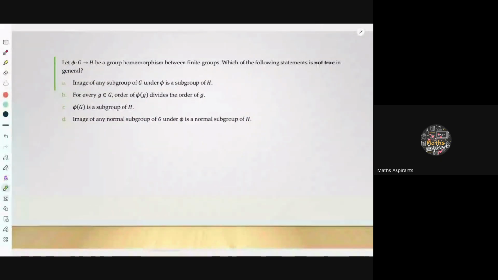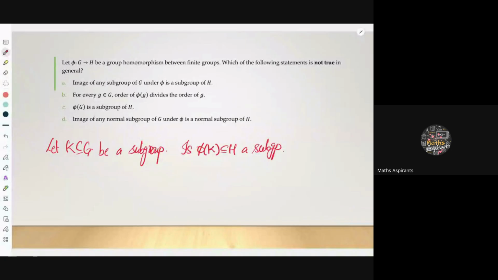Right. So now this is another question about basic properties of group homomorphisms in finite groups. Which of the following statements is not true? Image of any subgroup of phi under phi. And image of any subgroup is a subgroup. So now let K be a subgroup. We are asked, is phi of K contained in H a subgroup? Let's try to show it.